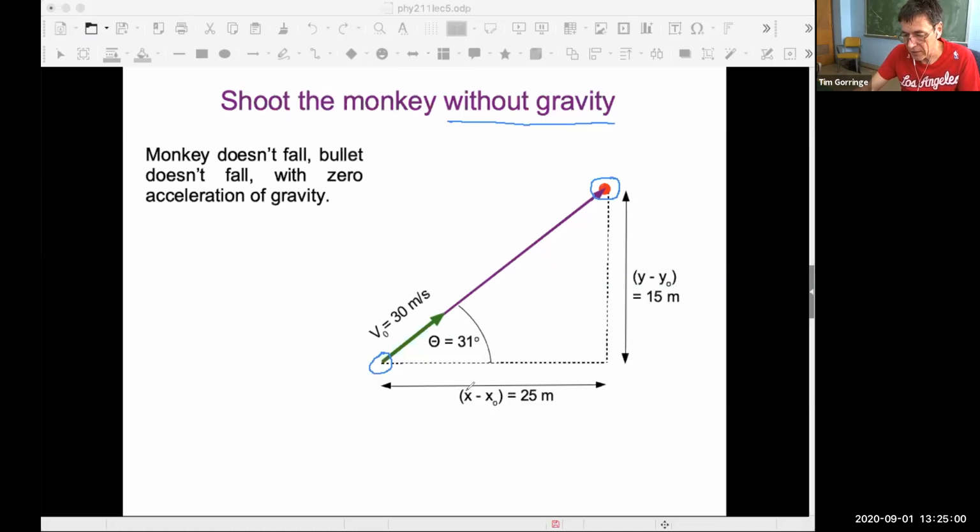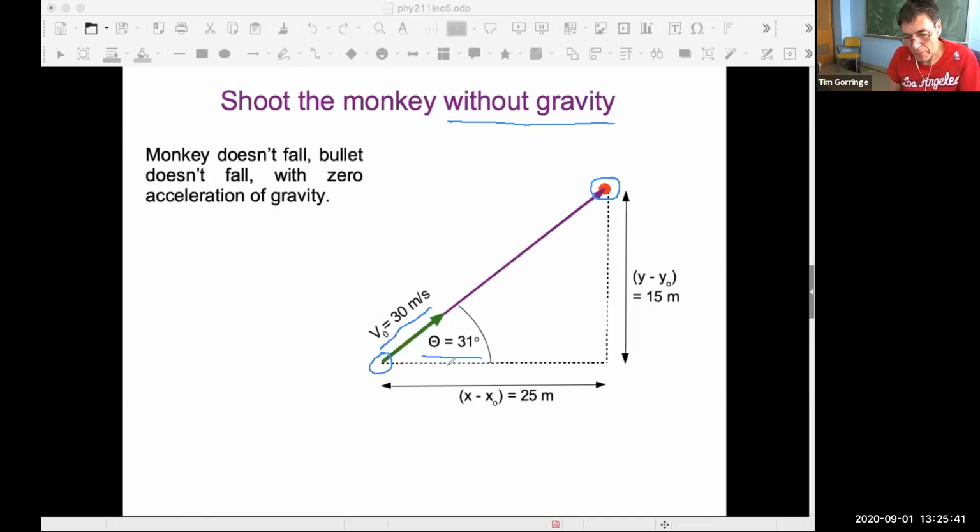So this distance, x minus x naught, I measured from the video. It's 25 meters horizontally from the location of the gun to the location of the tree. And then it's 15 meters vertically from the base of the tree to the location of the monkey here. So this horizontal and vertical displacement tell me the position of the monkey with respect to the position of the gun. And then the bullet is fired with a speed of 30 meters per second at an angle of 31 degrees above the horizontal. That's the information about the bullet being fired.